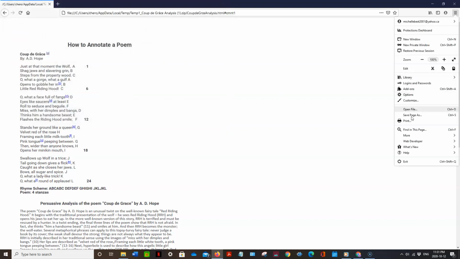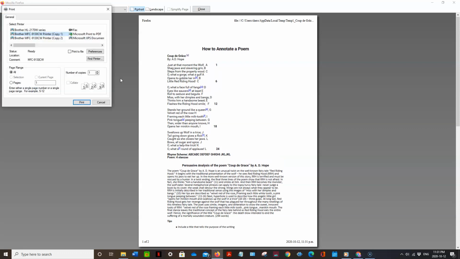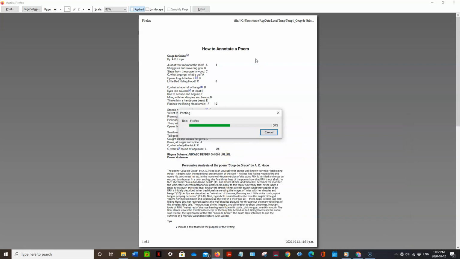I'm not going to save it. I'm going to use my print. It depends on what features you have on your computer. So I've got it as a document here, and I'm going to print it to PDF. I'll save it on my desktop.